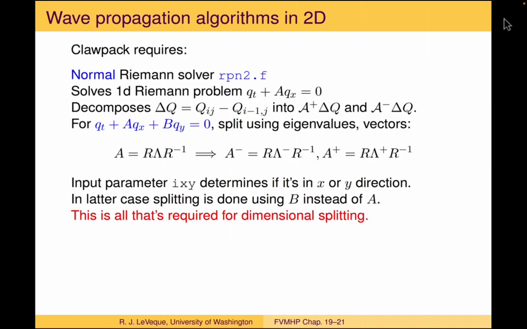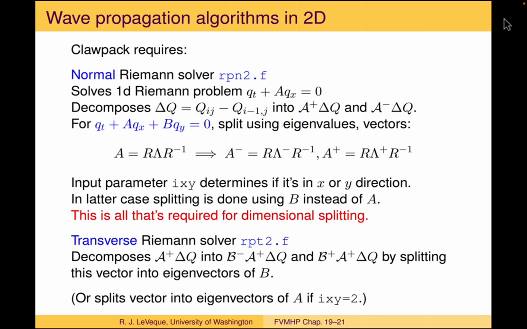And as we saw in the lecture on two-dimensional wave propagation algorithms, if we're using ClawPack, for example, then we need a Riemann solver that solves this Riemann problem and splits things up into waves, and that's exactly what we've just been looking at. And if you want to use dimensional splitting, that's all you need. If you want to use the full unsplit method, then we also need a transverse Riemann solver that splits the right-going and left-going fluctuations into parts that are sort of upgoing and downgoing.